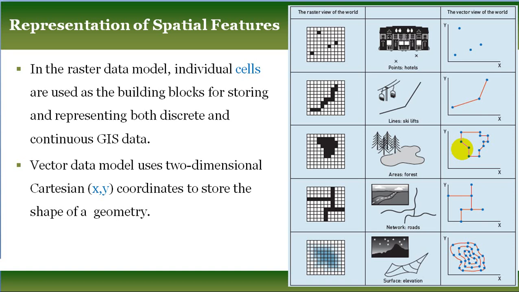Either using raster or using vector data, we can represent both types of discrete and continuous geographical features. And in this illustration, I just try to present it in this way. Okay. In the next slide, I will discuss the concept of topology, which, as I told you, is directly related to vector data.